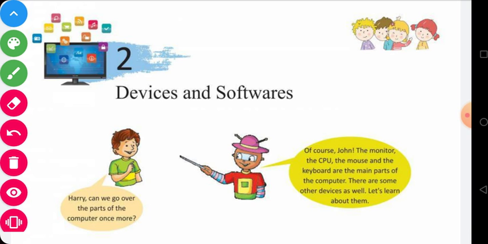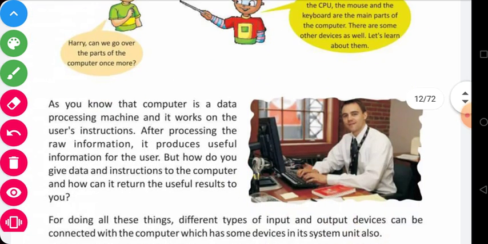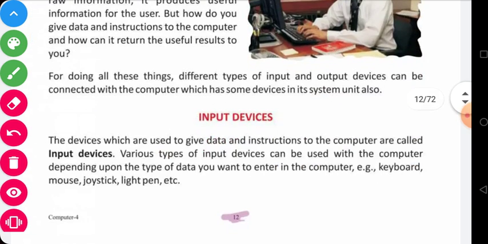Okay, now we are going to read some parts of the computer in this chapter, that is called devices and its software. Now we are going to know what types of devices are in a computer and what types of software are present in our computer system. So let's start. The first type of device in a computer is called an input device.